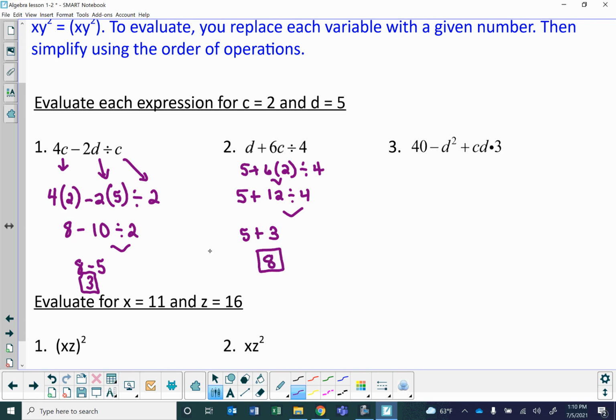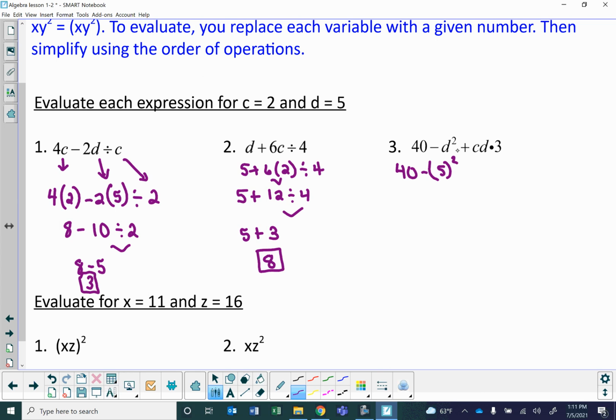Do pay attention to the fact that it is going to get really important later on that you understand how to put something in when you're evaluating something taken to an exponent. So in this problem number 3, I'm going to have 40 minus d, which happens to be 5, but I'm going to put it in parentheses like this, because every time you put something in and you need to take it to an exponent, you always need to put it in parentheses.